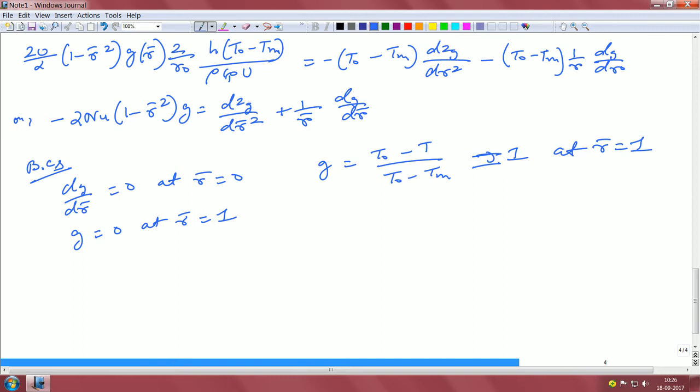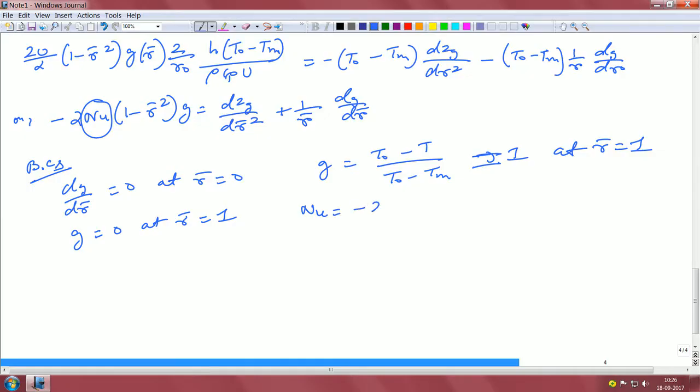At the same time, one more thing that we have to be consistent over here is that there is a Nusselt number that is involved in this expression, right. To solve for this Nusselt number, you have to have a physical and meaningful definition of Nusselt number. You cannot have an arbitrary solution with any arbitrary value of Nusselt number. So, Nusselt number by definition is given by 2g at r bar equal to 1, right.